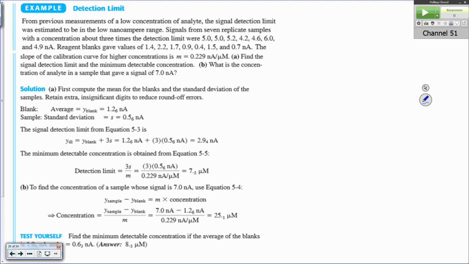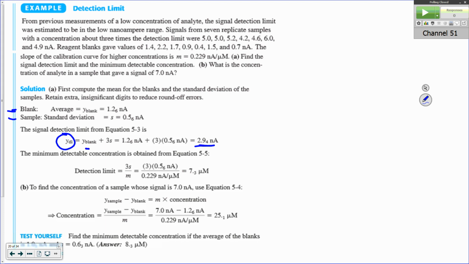All right, so that's the example that I did in the video. And just to emphasize what I just mentioned, it gave you a signal for your blank. It gave you a standard deviation that you did. So you had an equation for the line that was generated, so you got a y equals mx plus b. You found out what this signal was when they went in for the limit of detection.